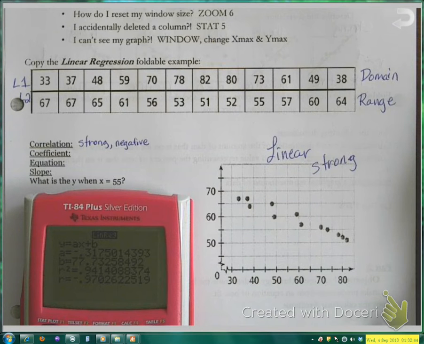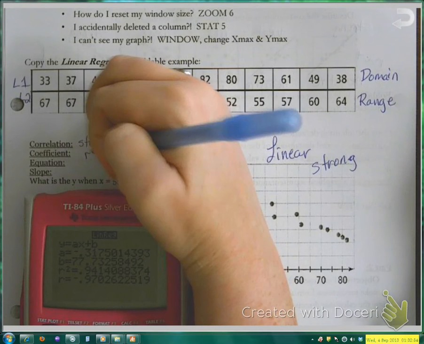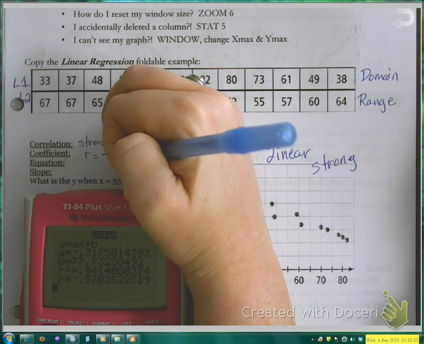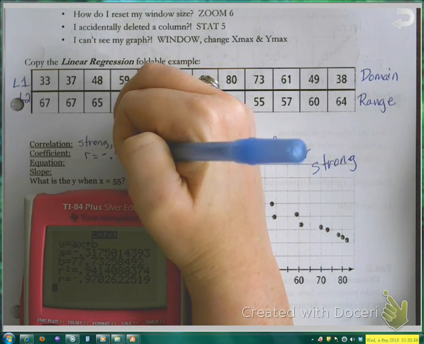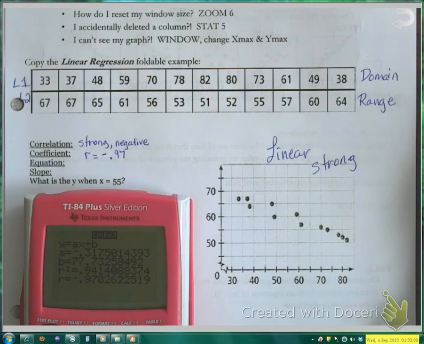Now down at the very bottom, notice the r value. The r value is negative 0.97. Okay, so r equals negative 0.97. That is the correlation coefficient. That means 97% of the data is actually on this particular line.